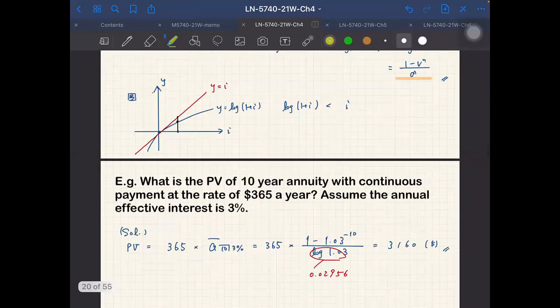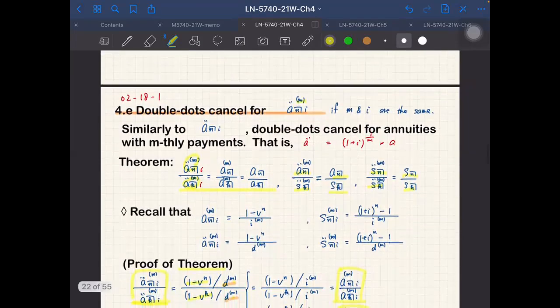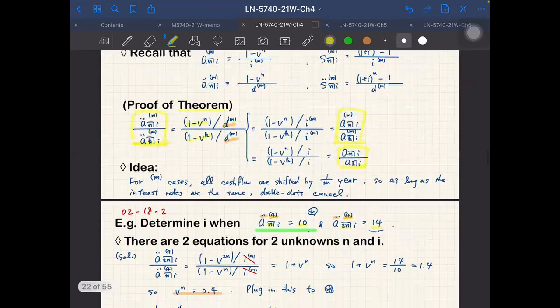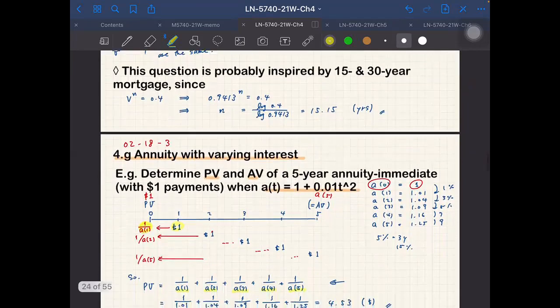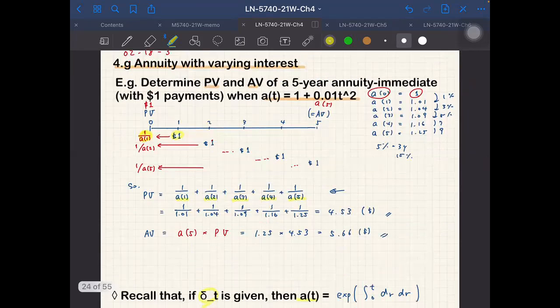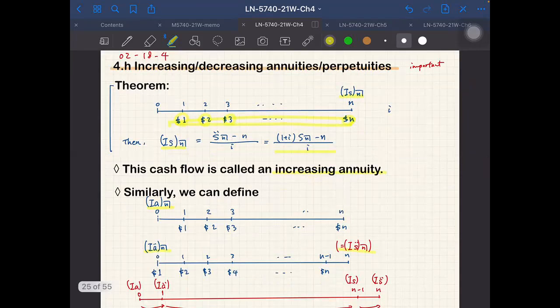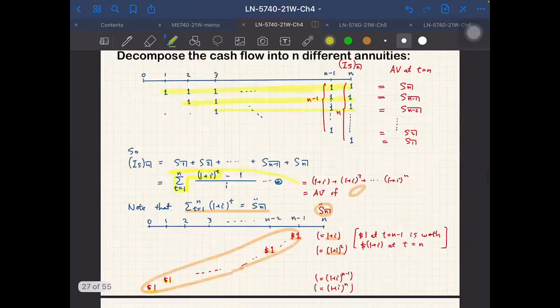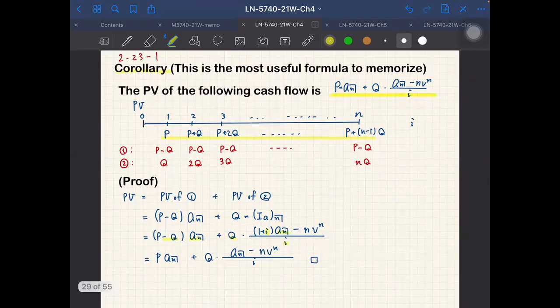The exam doesn't ask the continuous questions, and not much algebra such as when we cancel the dots, the double dots. I just want to focus on more important concepts. So, increasing and decreasing annuity. This is the most important case for increasing and decreasing annuity.